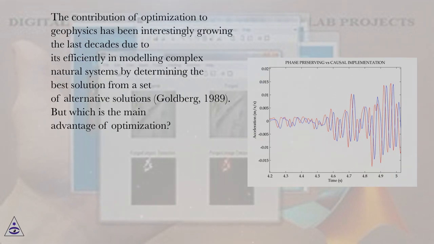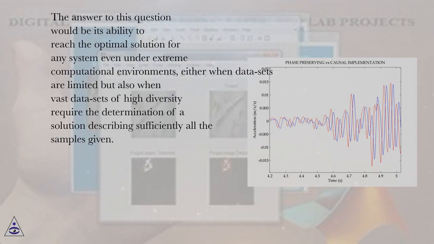The contribution of optimization to geophysics has been growing over the last decades due to its efficiency in modeling complex natural systems by determining the best solution from a set of alternative solutions, Goldberg, 1989. But what is the main advantage of optimization? The answer to this question would be its ability to reach the optimal solution for any system even under extreme computational environments, either when datasets are limited, but also when vast datasets of high diversity require the determination of a solution describing sufficiently all the samples given.